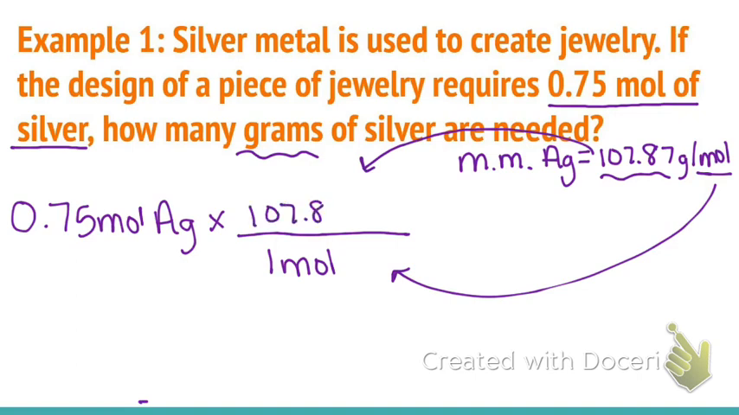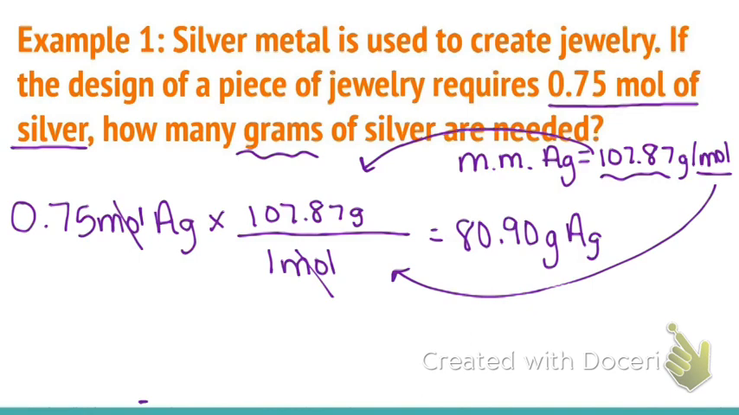So what I've done here is just separate out the molar mass into a conversion factor. If you look, moles is in the top and bottom, the mass is in the top, that's what we need to multiply by. So if you take 0.75 moles times 107.87, you get approximately 80.90 grams. And like last week, it's good to include what it is, and that is silver. So we have 80.90 grams of silver required to make this piece of jewelry.